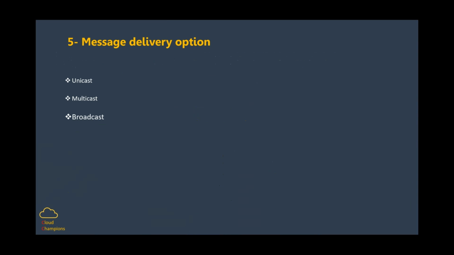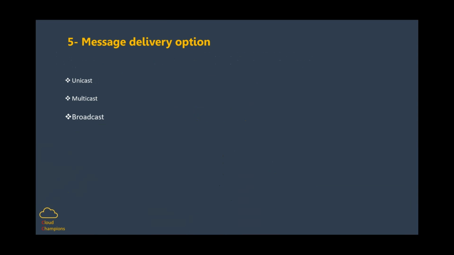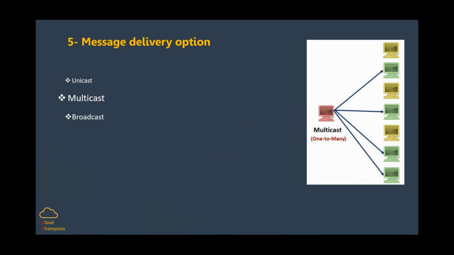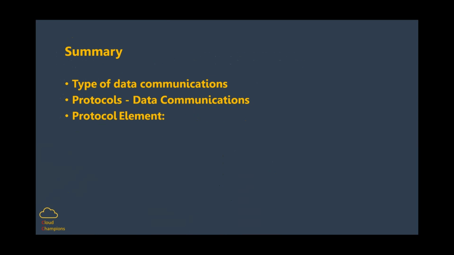Message delivery option has three types. Unicasting, one sender and one receiver. The sender sends data to a single destination. Multicast, one sender to a group of receivers, but not all of them. And a broadcast, the sender sends data to all the participants of the network.